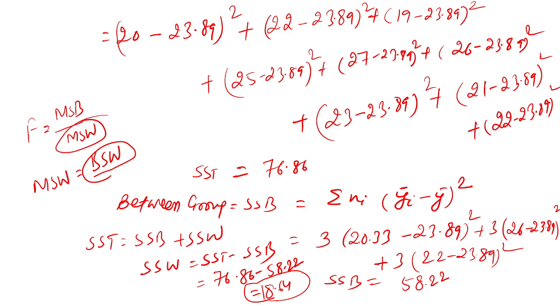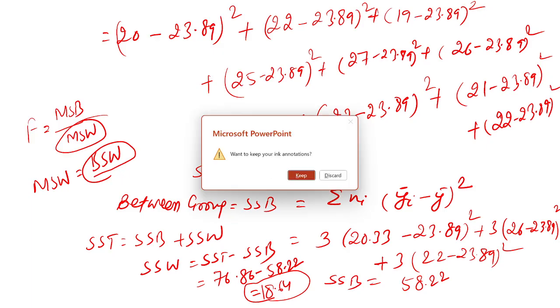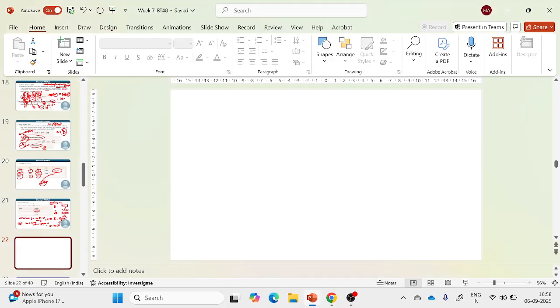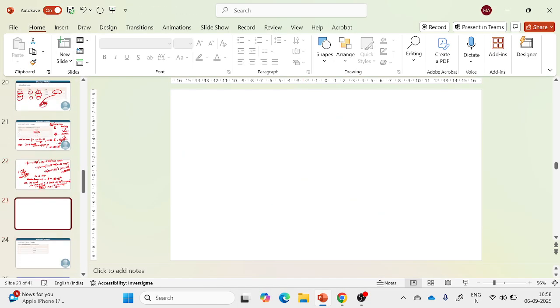Till here it's clear? Can you please just confirm it? Yes. Okay, I'll take one more page. So the next step will be to find the degrees of freedom.